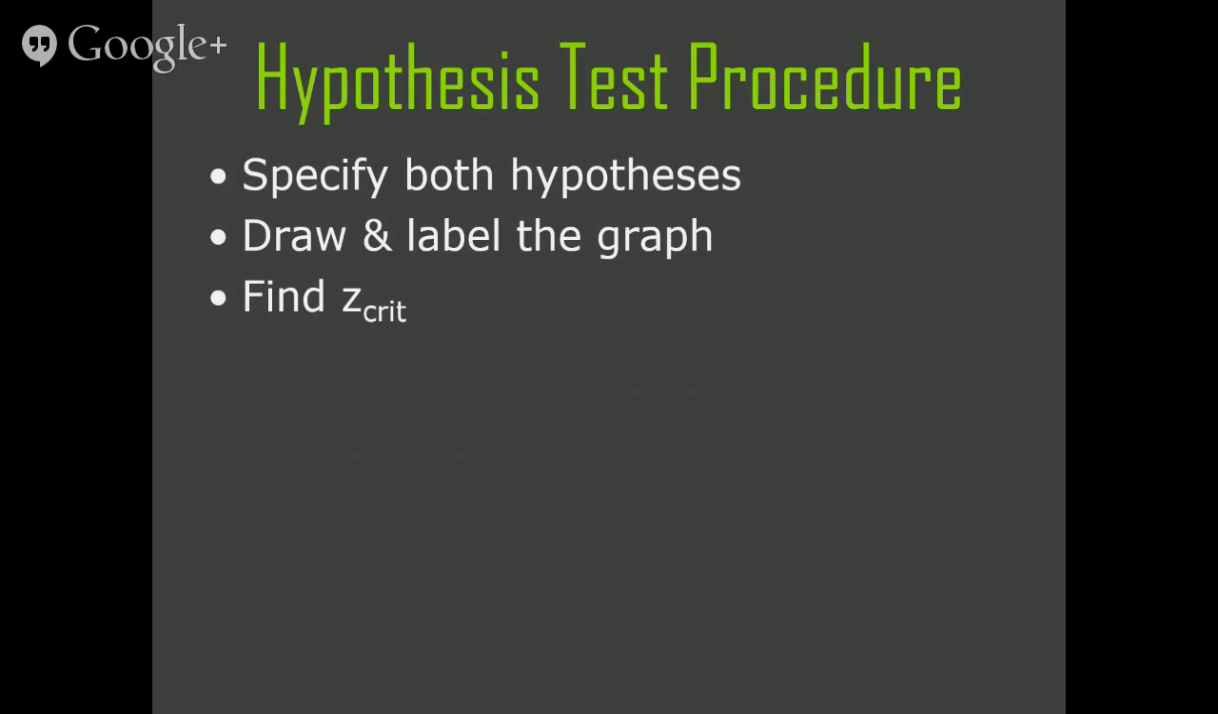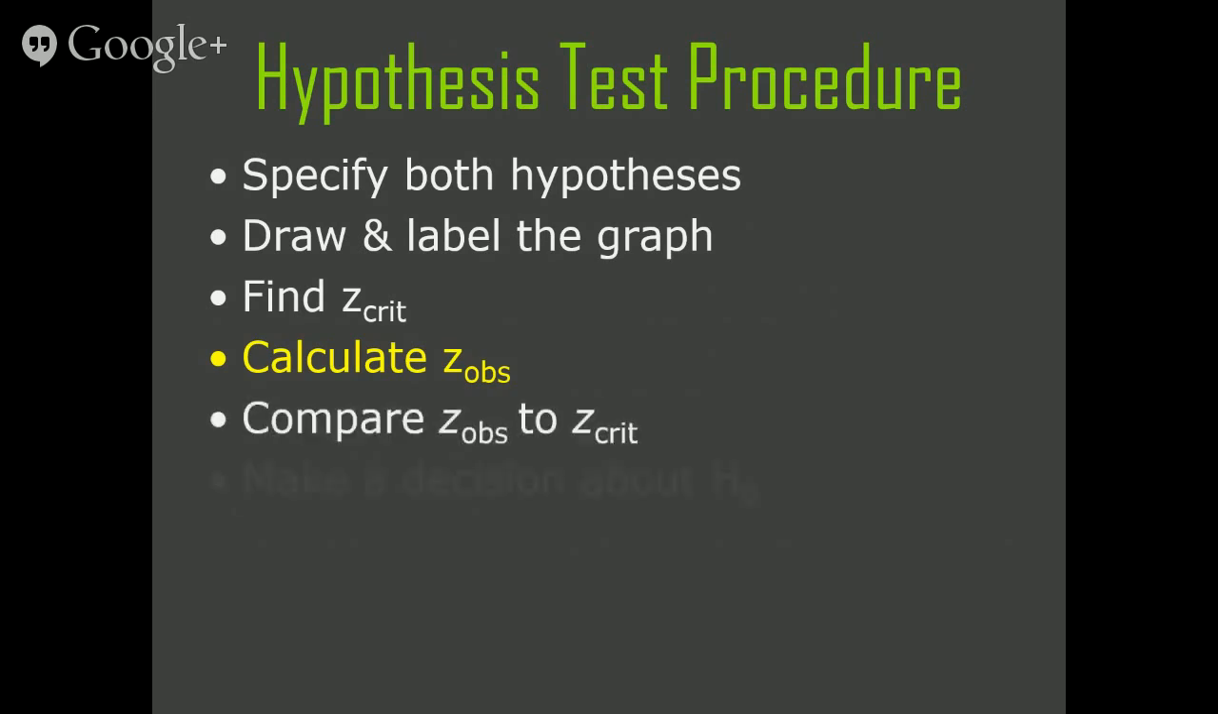My sample mean comes from a different population than that null hypothesis population. So we calculate the observed z-value, and that's our sample mean. We compare that to the critical z-value, which is sort of our benchmark, the value to beat. We compare the two together, and then based on the comparison, we make a decision about the null hypothesis.